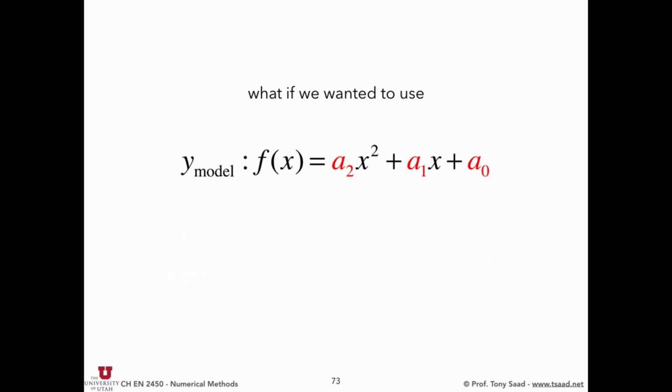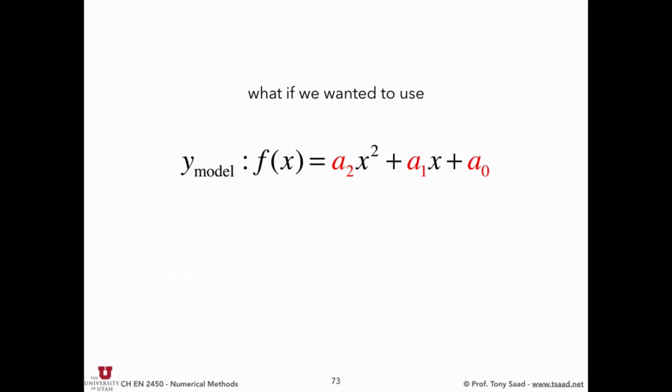So again, this is not interpolation. With interpolation, we would need at least and at most 3 points exactly to get these coefficients, a2, a1, and a0. But with regression, you're trying to fit these 3 coefficients to thousands of data points. So that's how we introduced the minimization of the error.